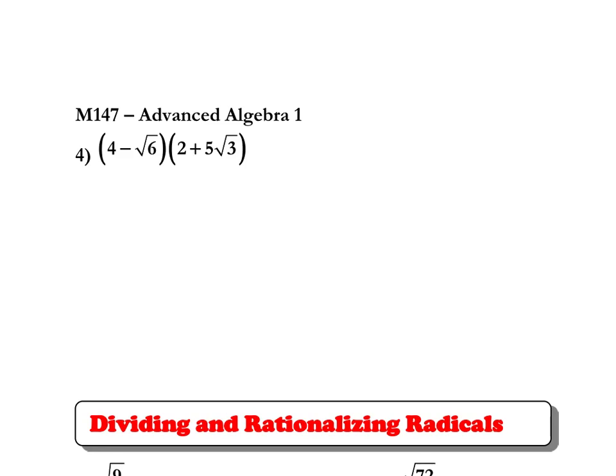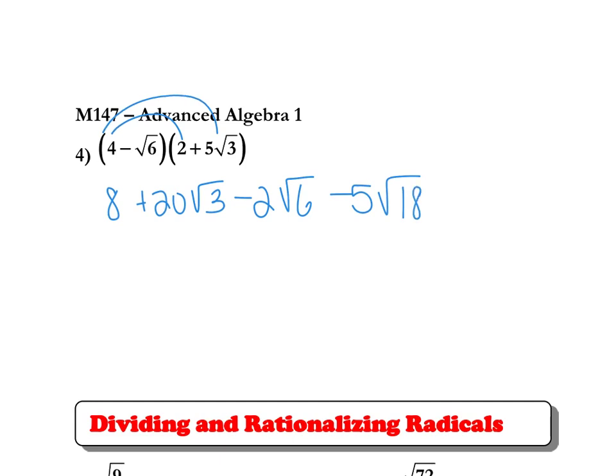So we need to FOIL this. So this is going to be 8 plus 20 root 3. So multiply outside times outside, inside times inside. Do not mix. Minus 2 root 6 minus 5 root 18. Once again, do not mix. So this is 6 and 3. That's where you get the 18. 5 on the outside, negative 1 on the outside, and that's how you get negative 5.